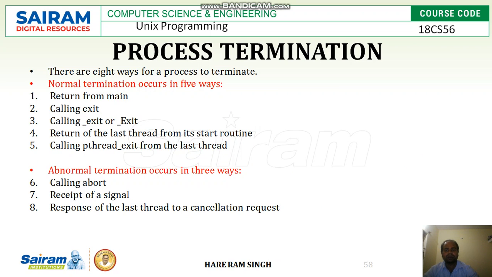The next topic is process termination. There are 8 ways a process can be terminated. When a process is running and has finished its execution, it wants to terminate. So how many different ways can we terminate a process? There are 8 ways. Of these, 5 are the normal ways in which a process gets terminated.